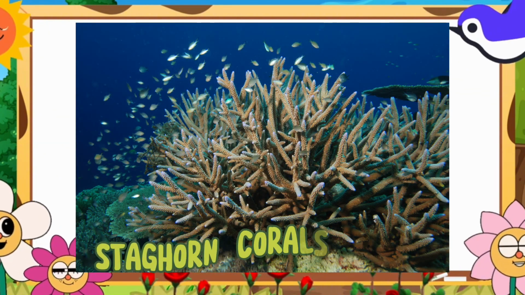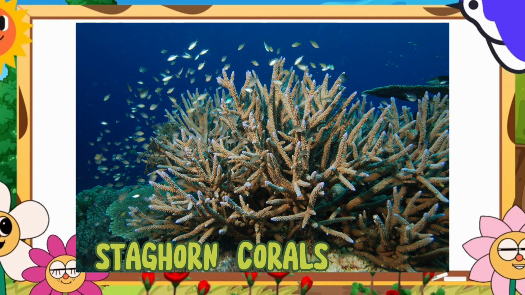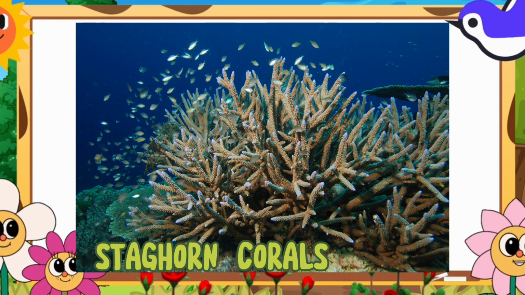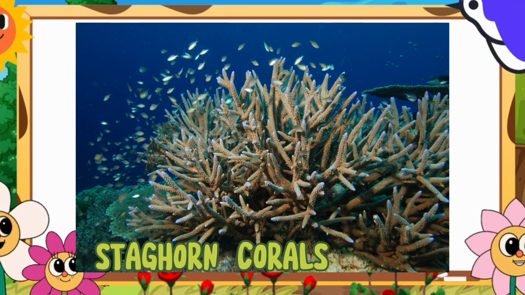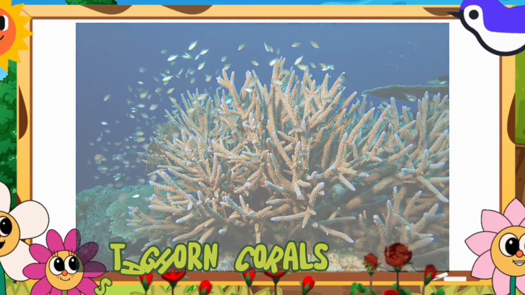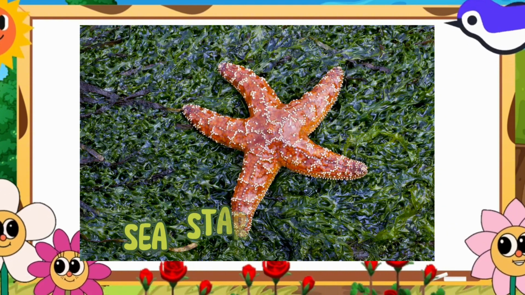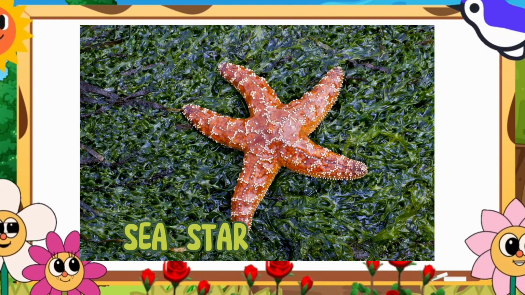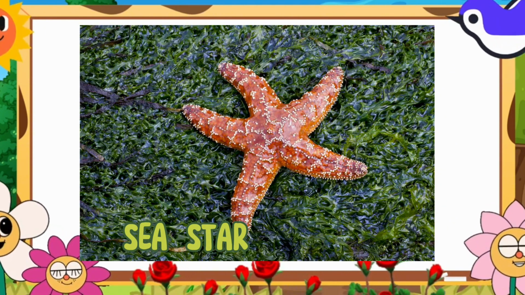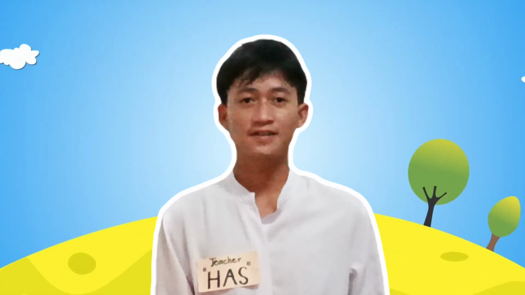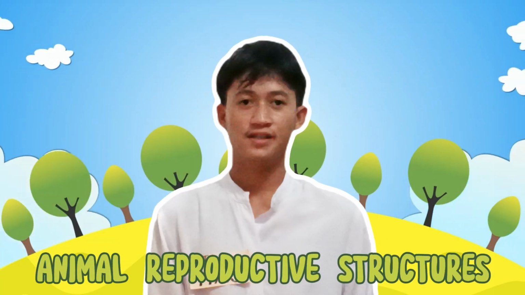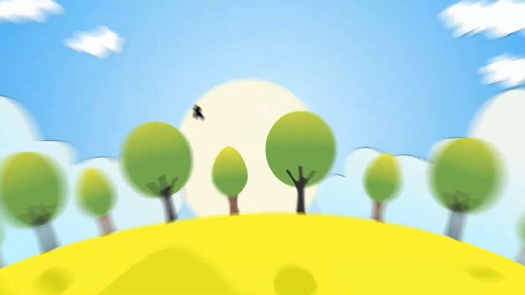This is a staghorn coral. Some organisms that reproduce sexually may also reproduce asexually. Among staghorn corals, broken segments of the colony may grow into new colonies. And this is a sea star. A sea star that lost some of its arms may regenerate the lost parts to become a new individual. So we are done with the animal reproductive structures, and now we will proceed to the plant reproductive structures.